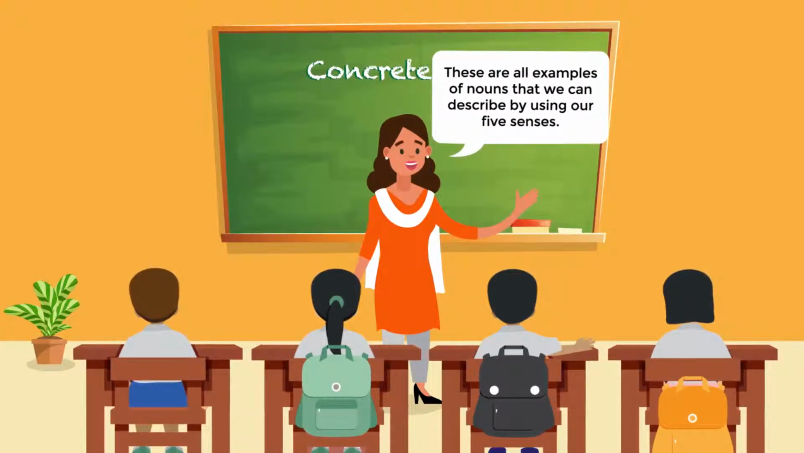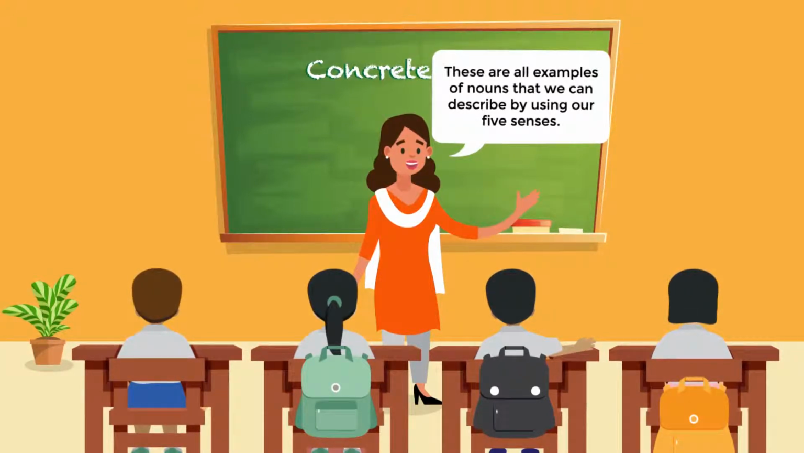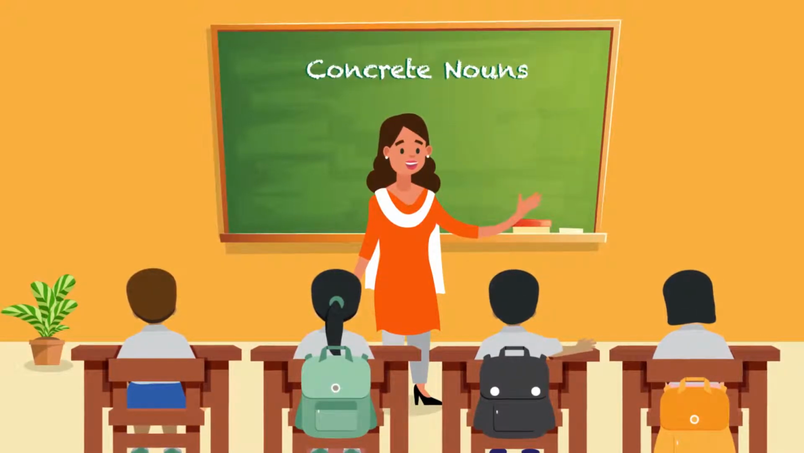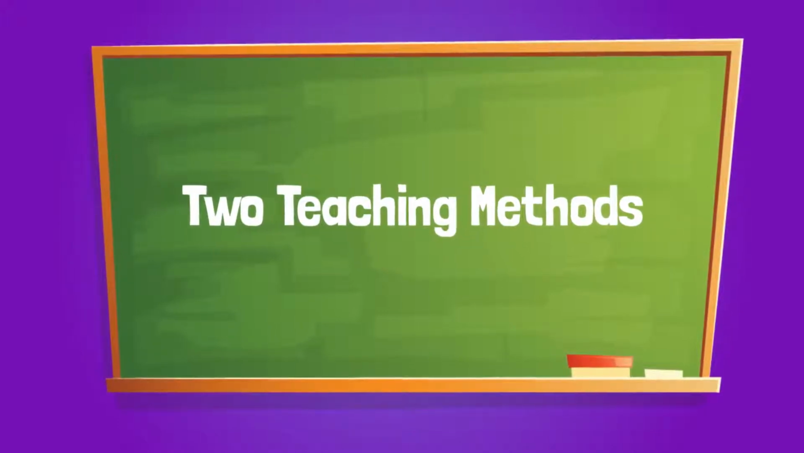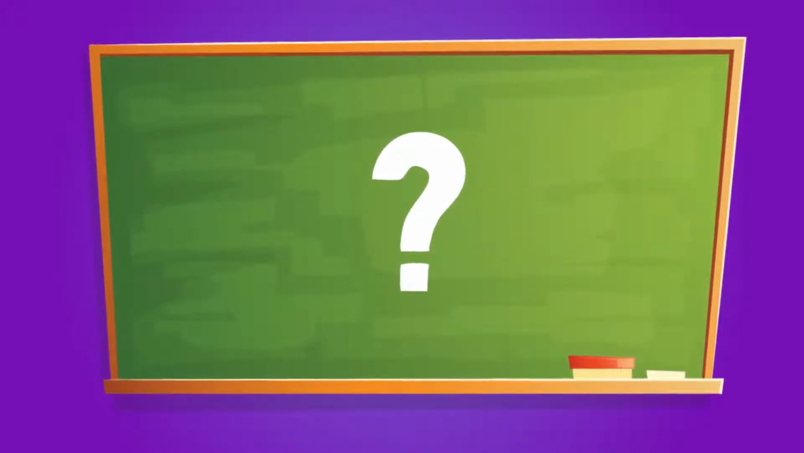These are all examples of nouns that we can describe by using our 5 senses. They're known as concrete nouns. We just saw a teacher teaching the same concept of concrete nouns in 2 completely different ways. Which one is better? Why?